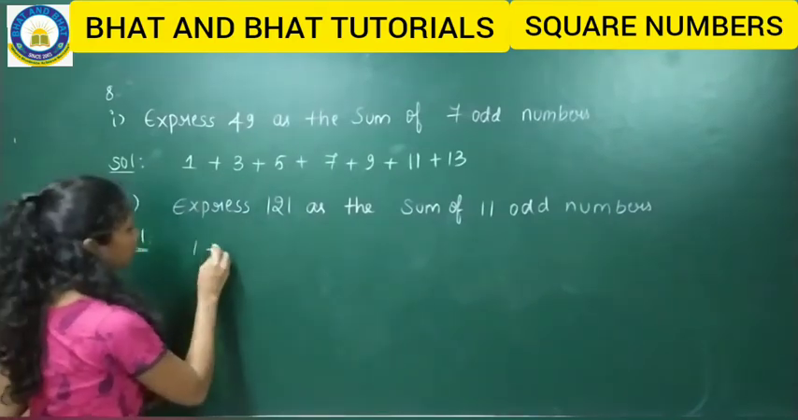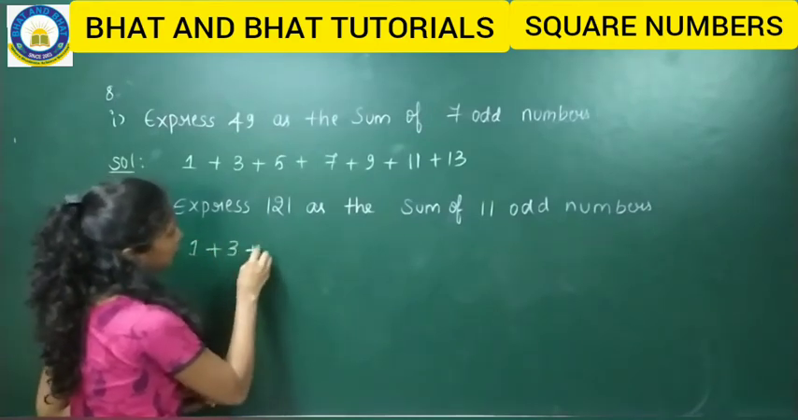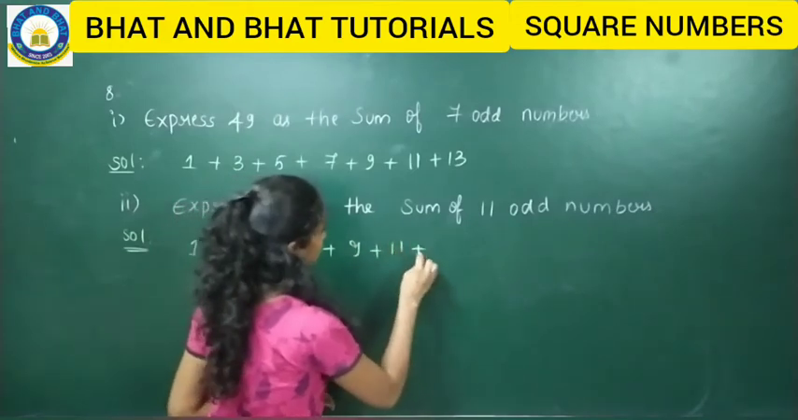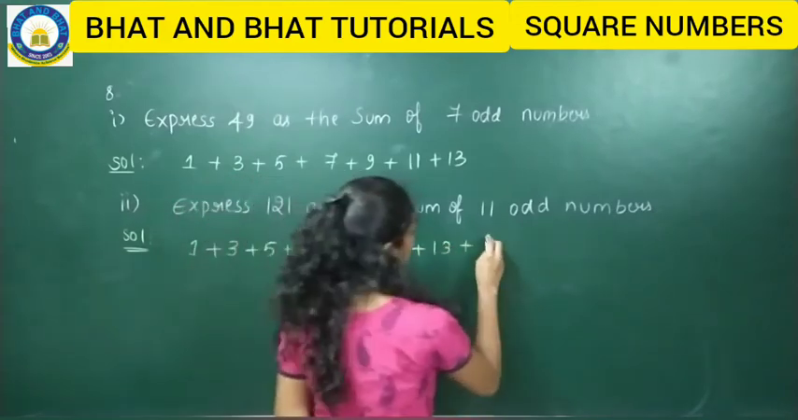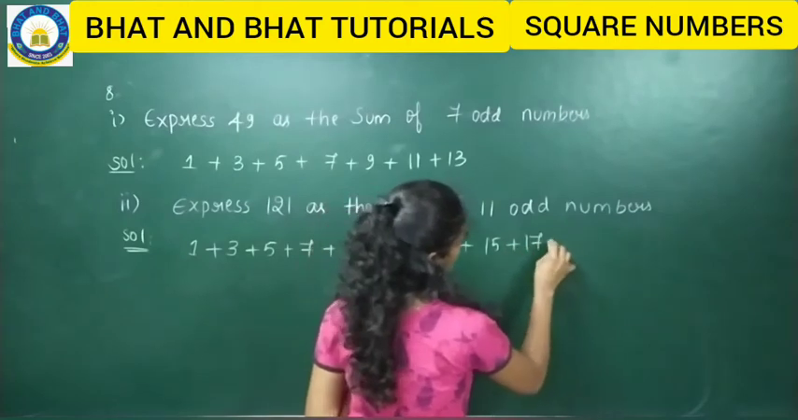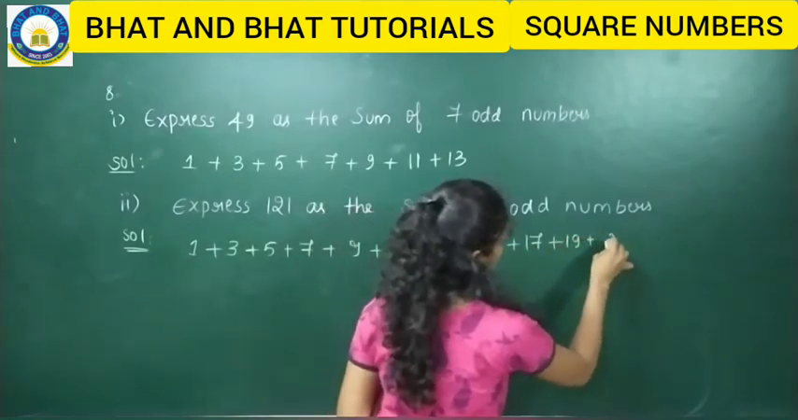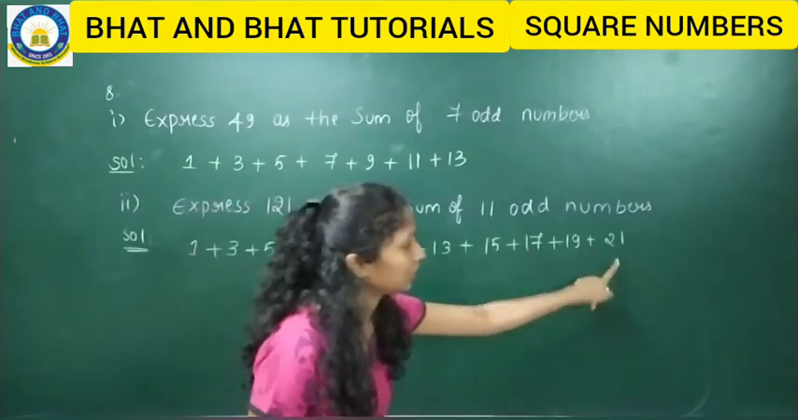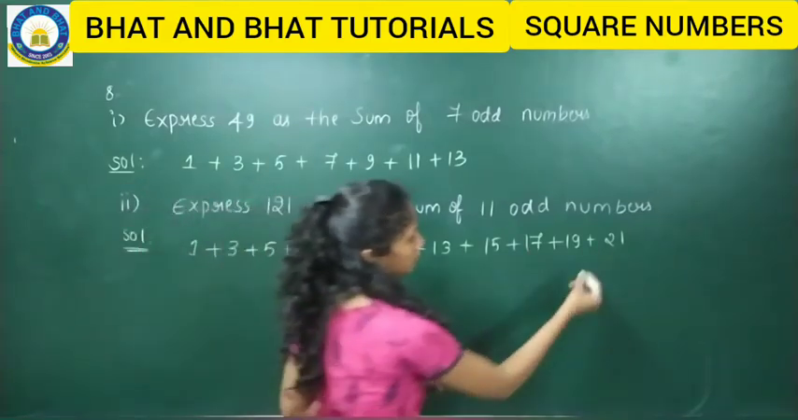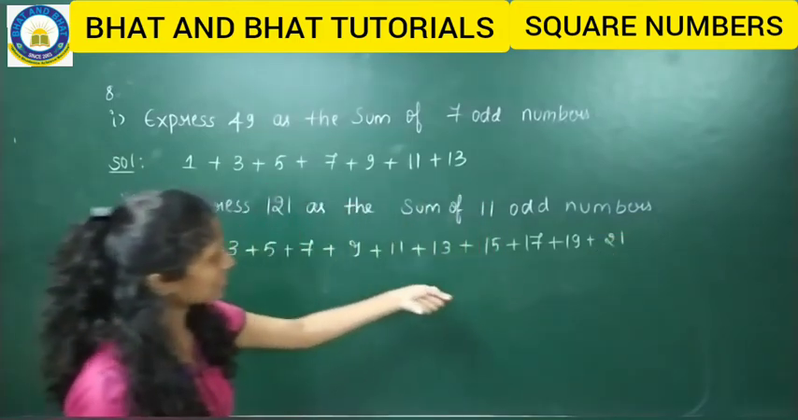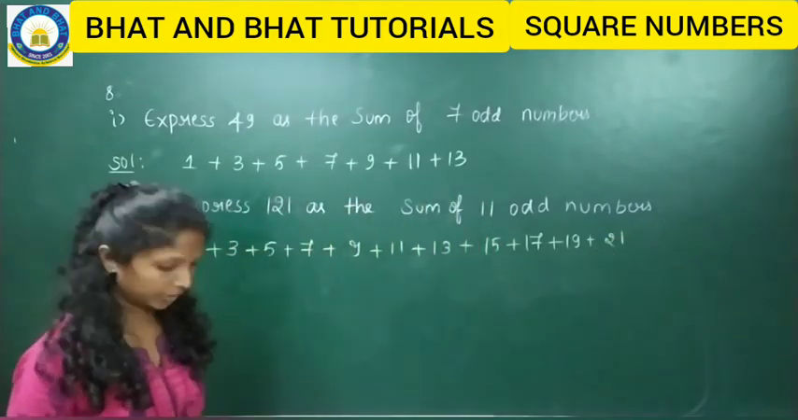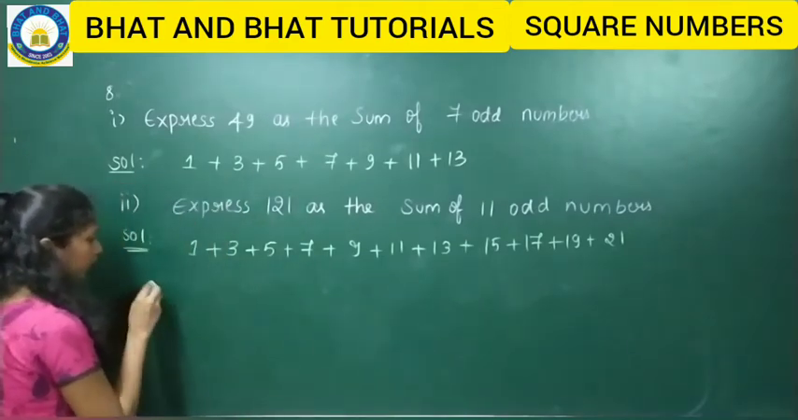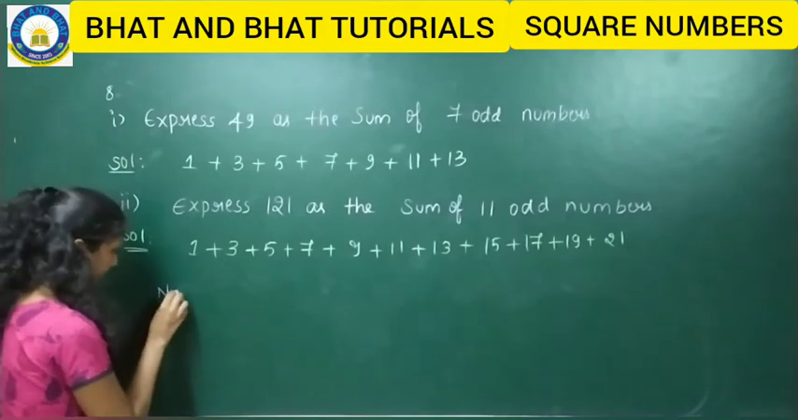So come, let's write 1, 3, 5, 7, 9, 11, 13, 15, 17, 19, 21. So 1, 2, 3, 4, 5, 6, 7, 8, 9, 10, 11. So there are 11 odd numbers now. So the sum of these 11 odd numbers is 121. So now we can write the solution or the hint or the reason, whatever, or a note.